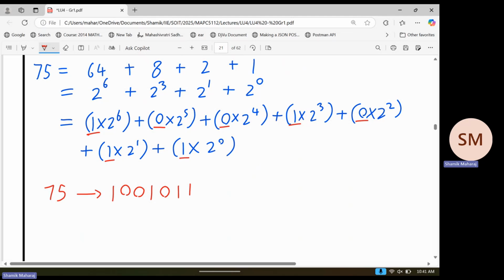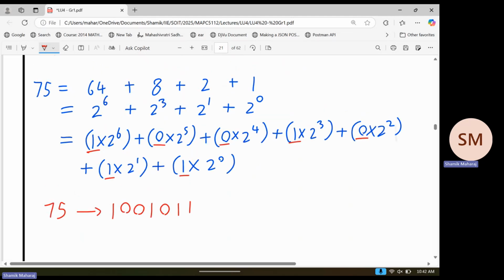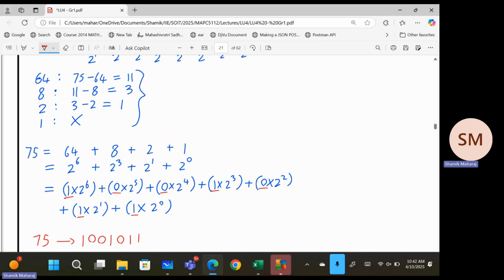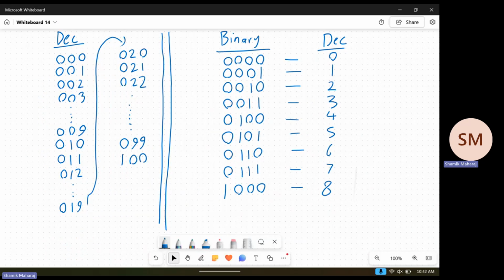You guys want to try one example like this? Can I, sorry? I can do that. All right. Okay, so I'll leave this example here. Let's do another one. I'll make space here.